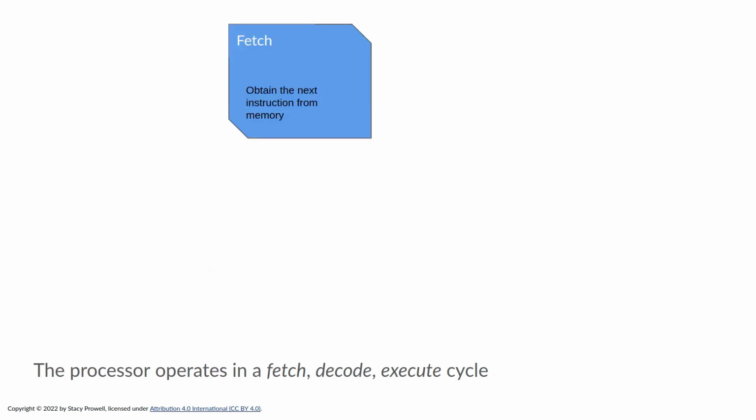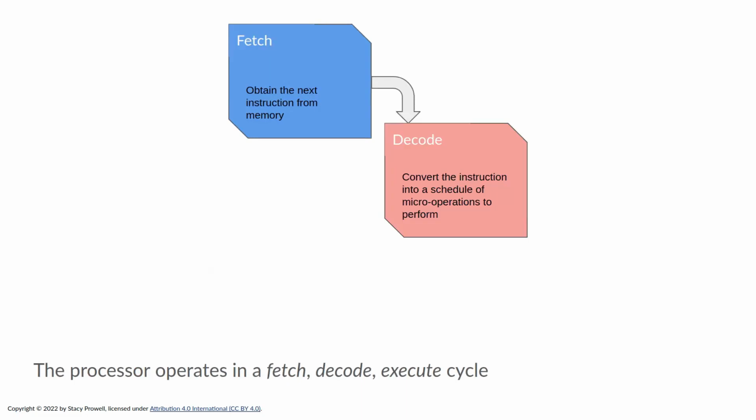So the processor operates in a fetch, decode, execute cycle. The first thing that it's going to do is look at the current instruction pointer and go ahead and fetch an instruction from that address in memory. So it gets the next instruction out of memory. Once it has that, its next job is to decode that instruction. And these two steps are a little harder than you might think they are. We'll walk through an example here in a moment to illustrate that.